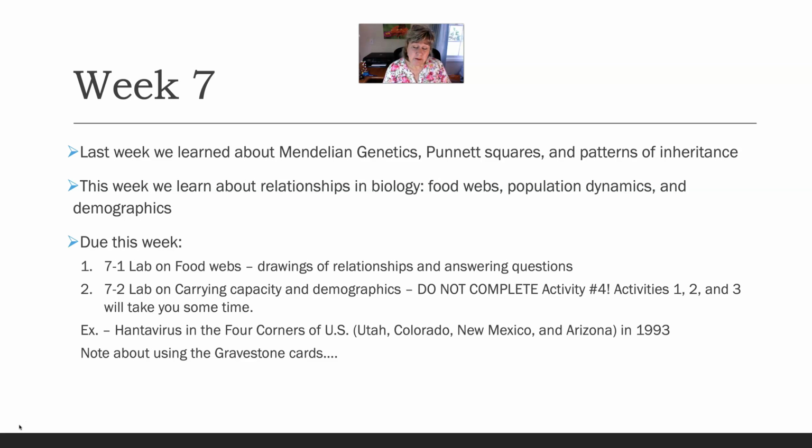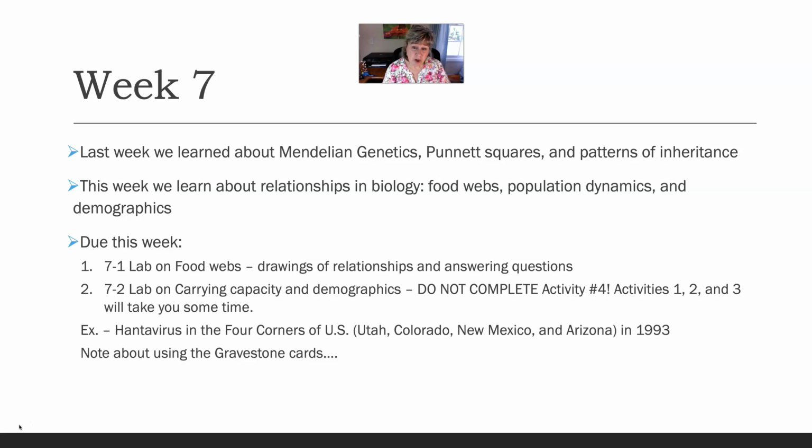This week we're going to learn about relationships in biology. So first of all, food webs. Who eats whom out there in ecosystems? So you will be building a food web. There are instructions in this week's lab on how to build a food web using organisms from the Everglades.